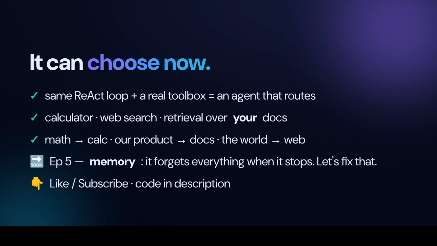And that's an agent that chooses. Same loop we've had since episode 2, but now a real toolbox: a calculator, a web search, and retrieval over your own documents. And the agent routes to the right one for each step, all on its own. That's a huge jump. It's no longer locked to one trick. It reaches for whatever the question needs. But notice what it still doesn't have. A memory. Every run starts from nothing. It forgets everything the moment it stops.